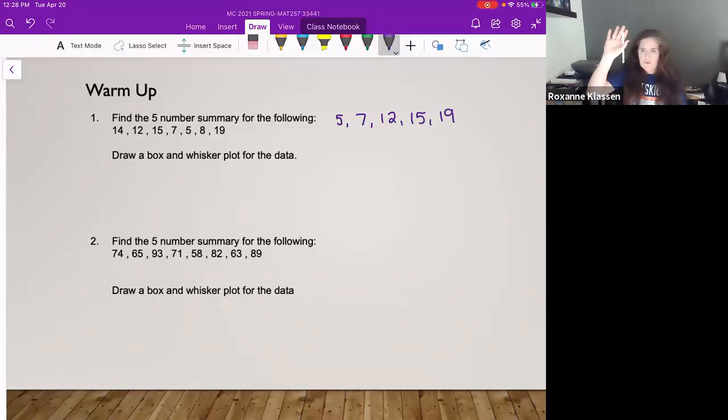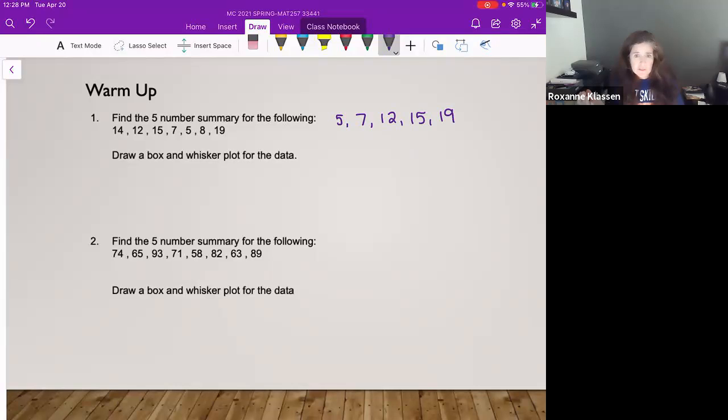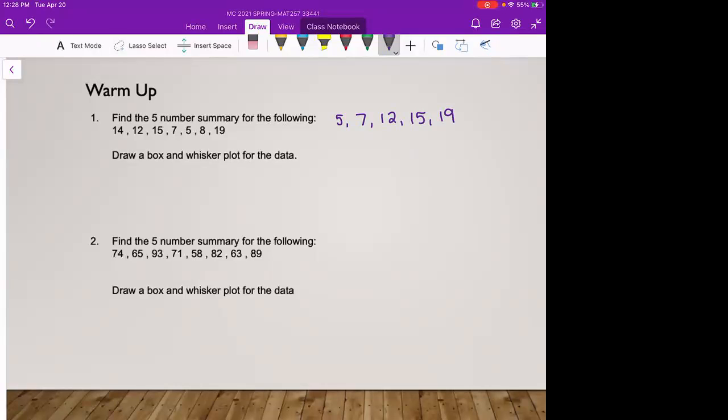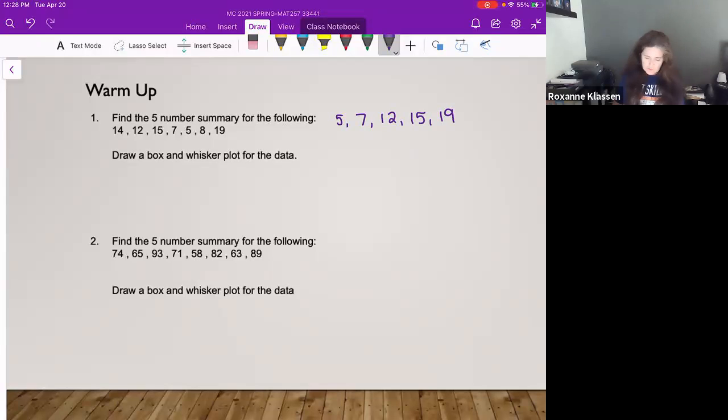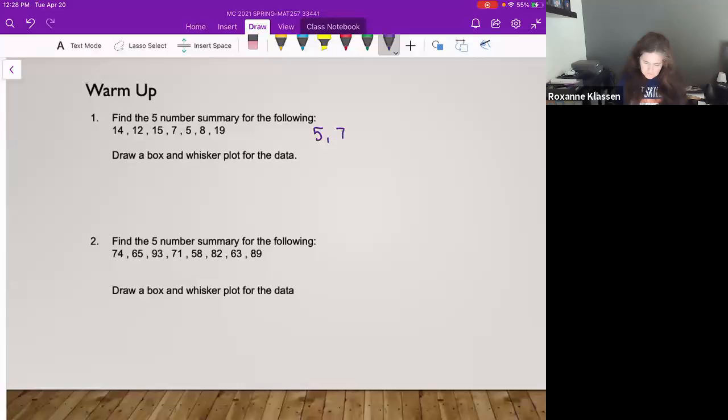Can anyone confirm those numbers? Madison's saying I cannot confirm them. Did you get something else, Madison? Okay, and Betty got something else too. So let's take a look. Let's make sure we understand. We know our 5 and our 19 are right, right? So let's order this data least to greatest: 5, 7, 8, 12, 14, 15, 19.